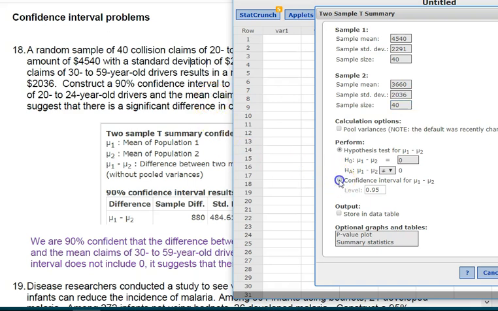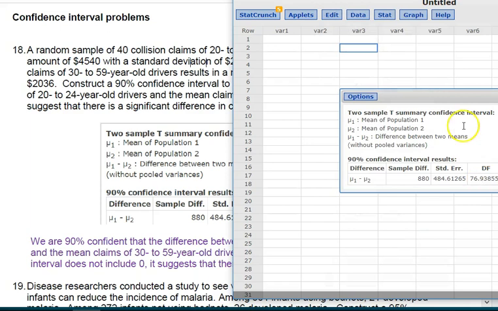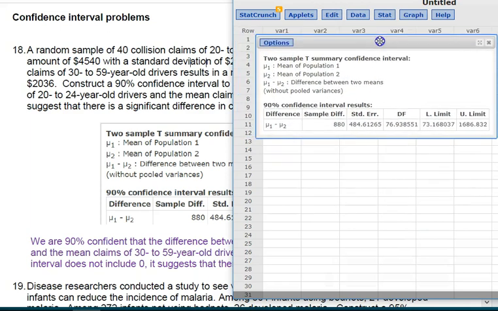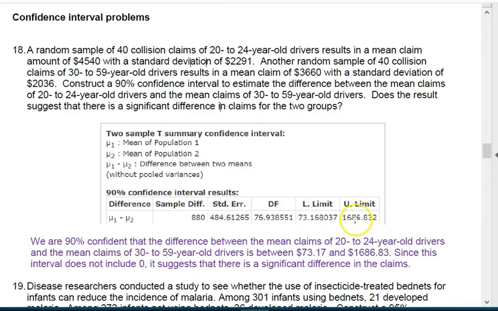Then we want to construct a 90% confidence interval. We want to click on confidence interval and change that to 90. And then when we click on compute, here's the information that we get. Here's our lower limit and our upper limit. These are for the difference between the two means. The lower limit of the difference between the means is 73.2. The upper limit of the difference between the means is 1686.8.